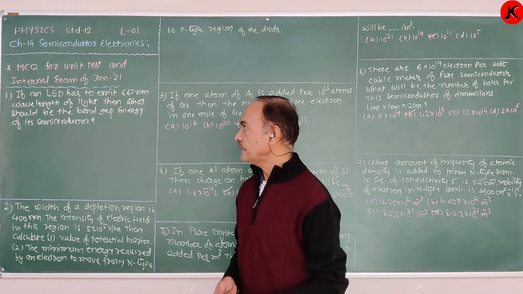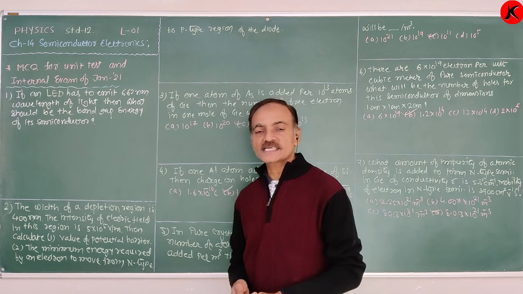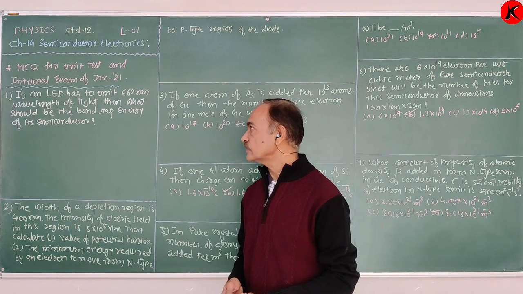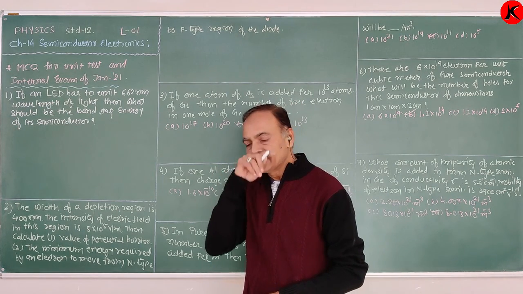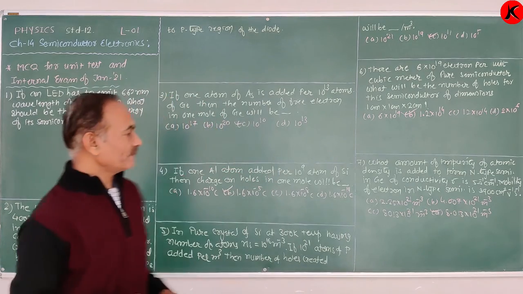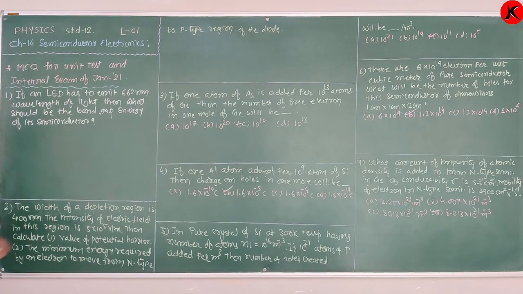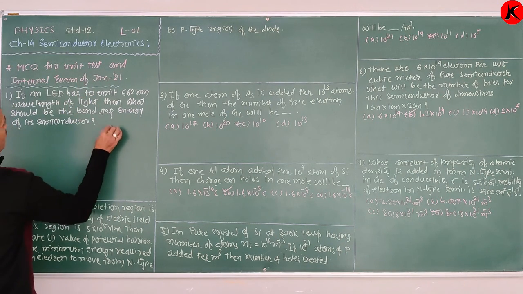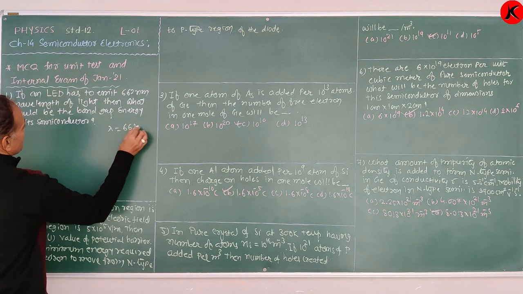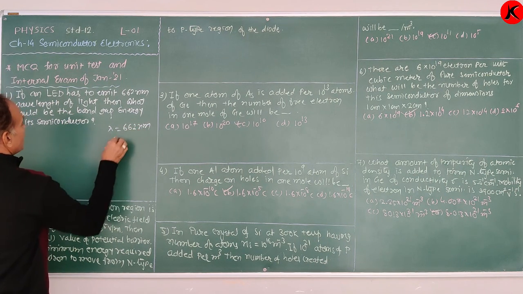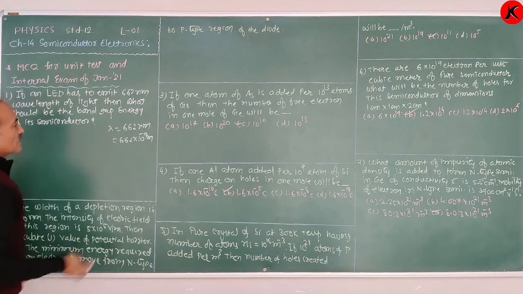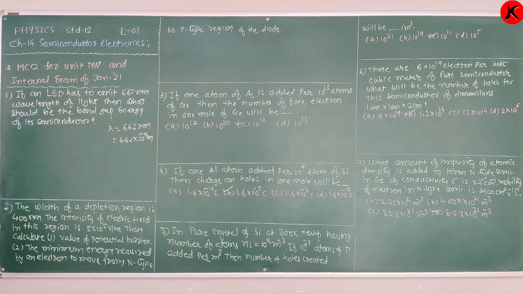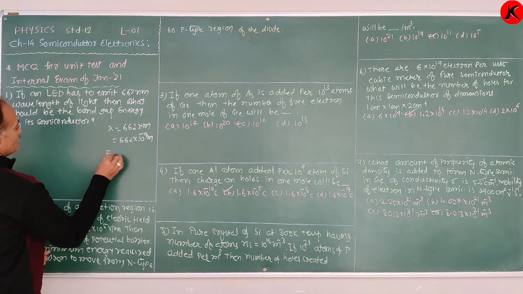Now first is, if an LED has to emit light of 662 nanometer wavelength, then what should be the band gap energy of the semiconductor? We want to prepare the light emitting diode which emits light with wavelength 662 nanometer. Therefore, wavelength lambda is equal to 662 nanometer. That means 662 into 10 to the power minus 9 meter is the wavelength. What is the band gap energy? We have to find it out.